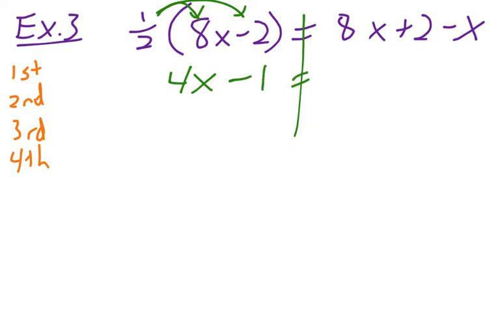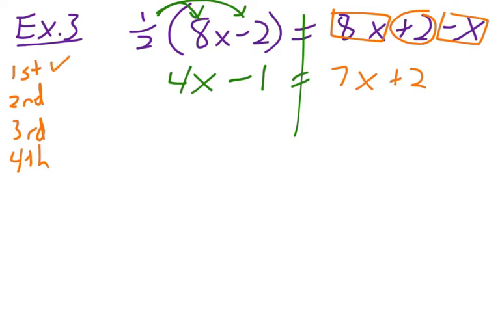Now on the right side, it's going to be a little bit different. There's no distributive property, we're just boxing and circling our like terms. So 8x minus x gives us 7x, and just bring down the plus 2. So first step is done. Everything is simplified on each side.